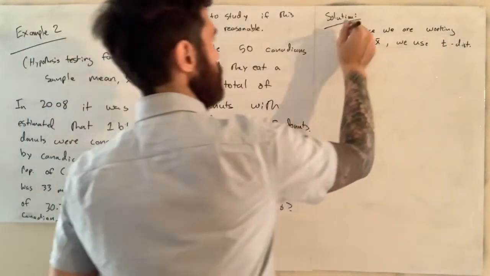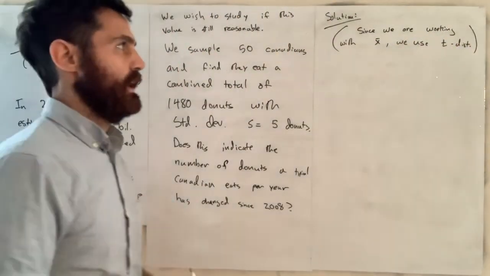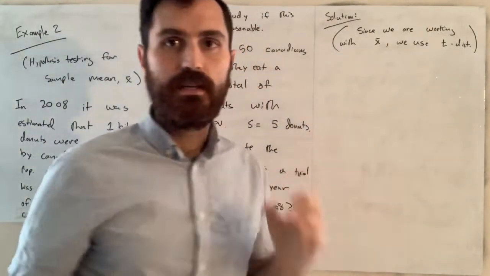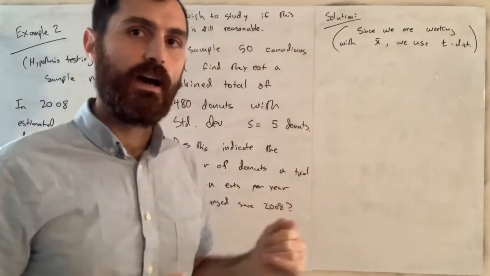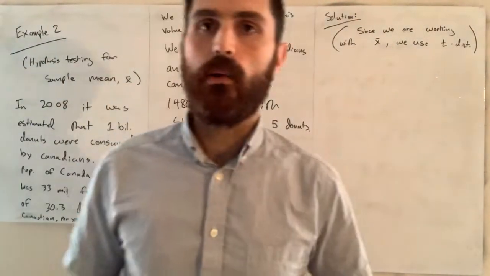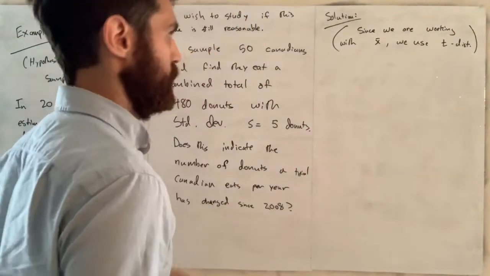Okay, so one thing to note when you start the solution is that since we are working with X bar, we use t distributions. So you're going to see that come into play as we work out this solution. But before we even start with that, we want to set up our hypothesis test. What exactly are we doing?